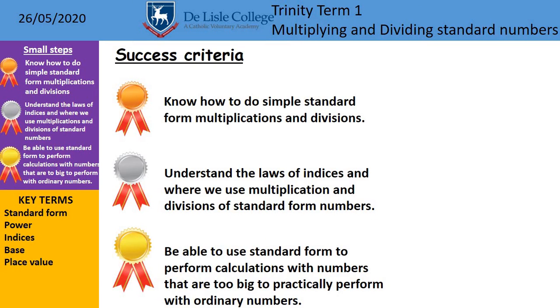Right then, our success criteria. We need to know how to use simple standard form numbers in multiplication and division. We need to understand the laws of indices and how we use multiplication and division with standard form numbers. And at the more challenging end, we need to be able to use standard form to perform calculations with numbers that are too big to be practically performed with ordinary numbers. There are many times when people are dealing with scheduling problems, things like a sat-nav in a car. The number of possible combinations of journey it could come up with are very, very large, and obviously it has to find its way through those.